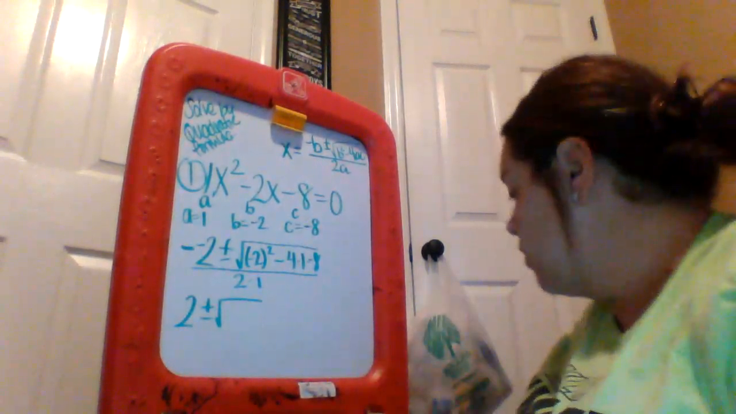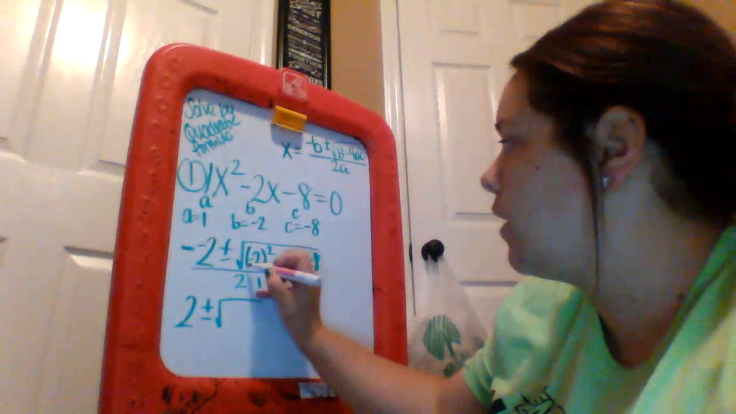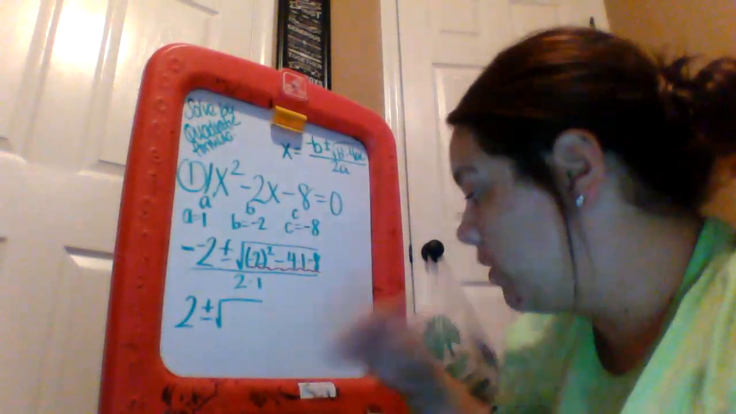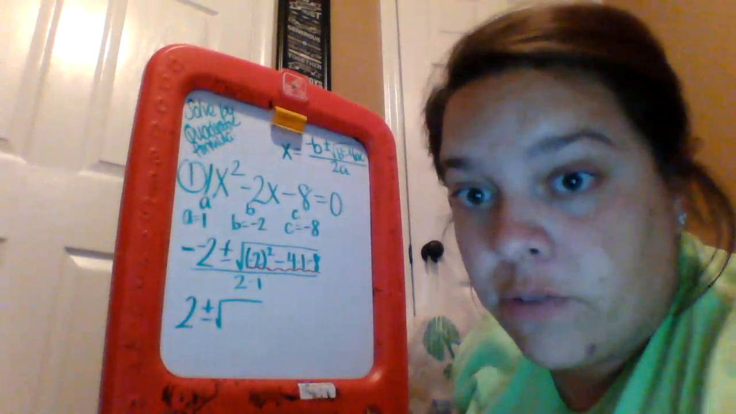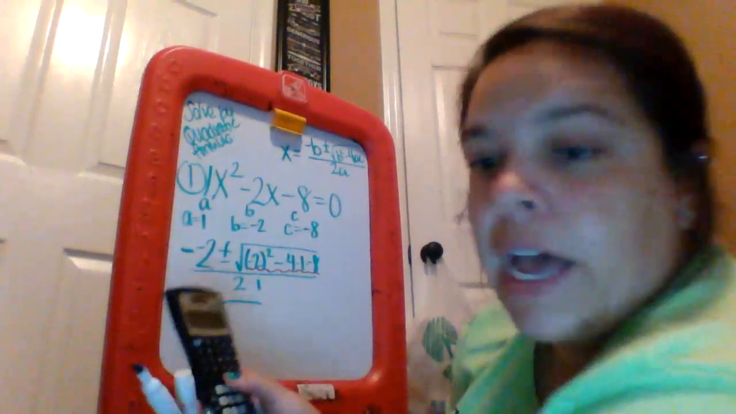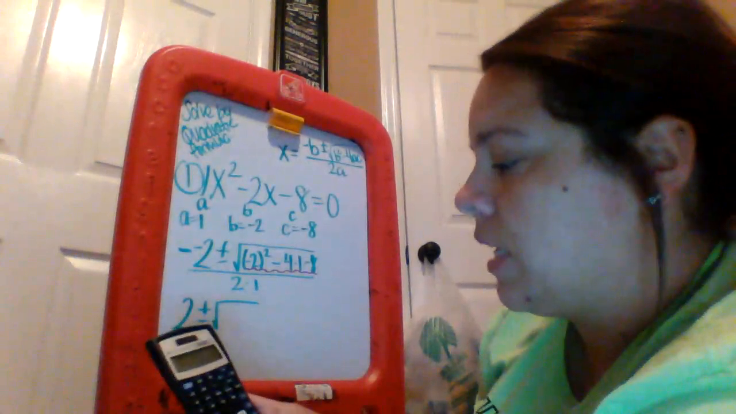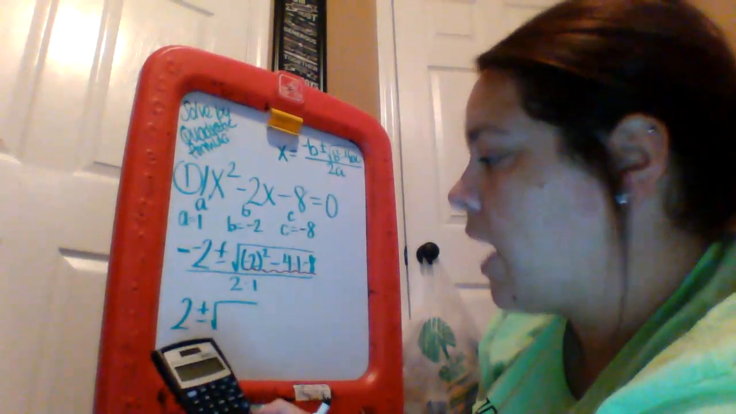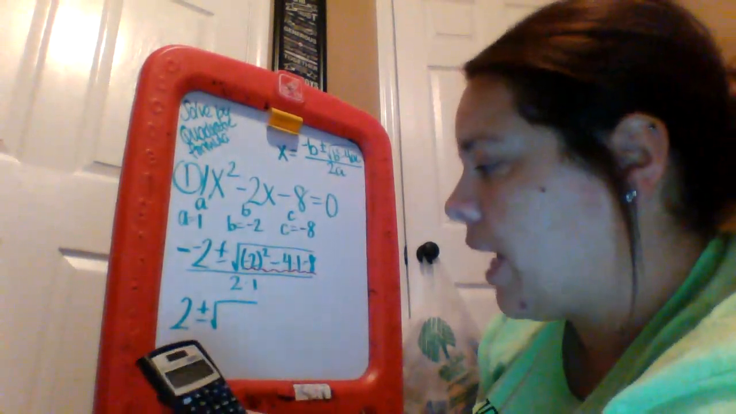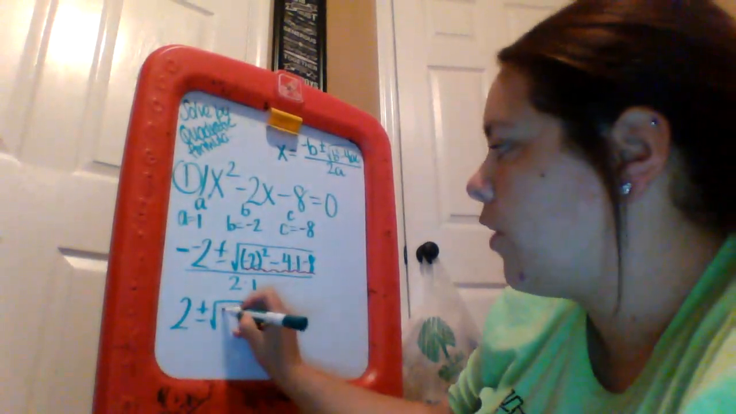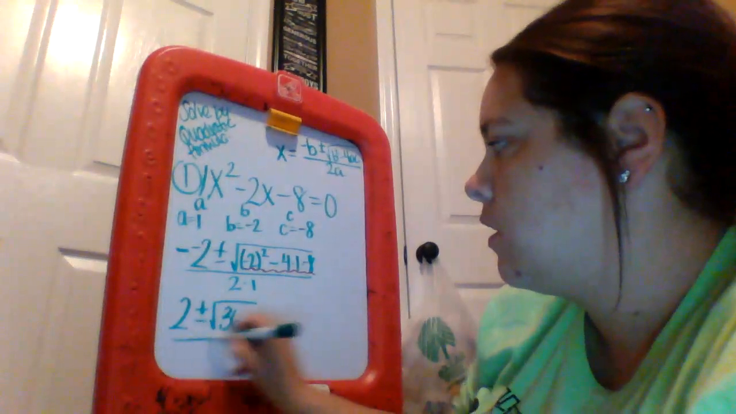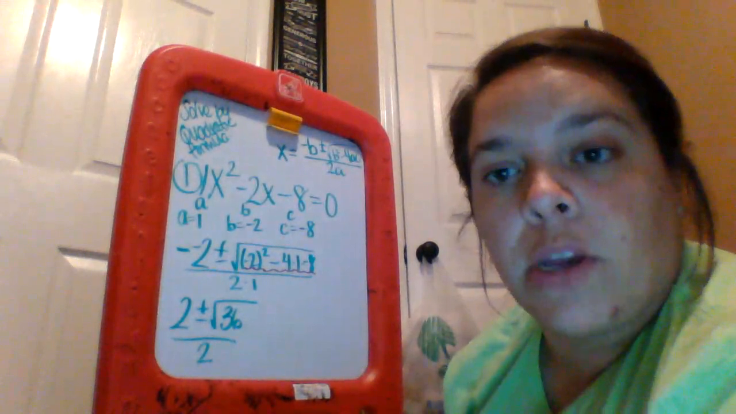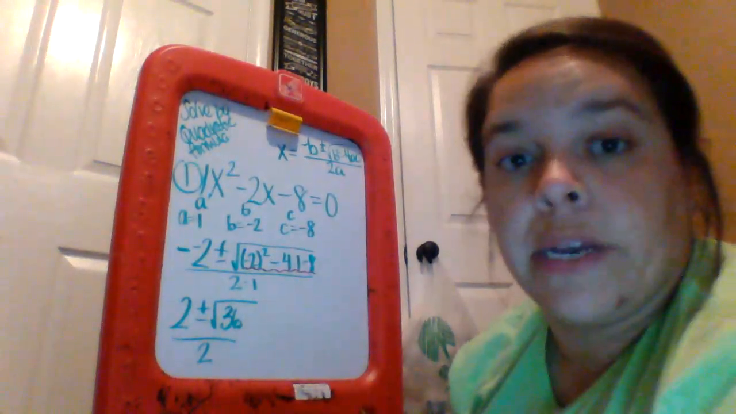Now, I don't care if you all use your calculator on this part right here. On my calculator, and hopefully you all have one at home, I'm going to type just as I wrote it: parenthesis, -2, close parenthesis, squared, minus 4 times 1 times -8. And I got 36. 2 times 1 is 2. That's what I want you to do. I need to see all this work that I'm doing.